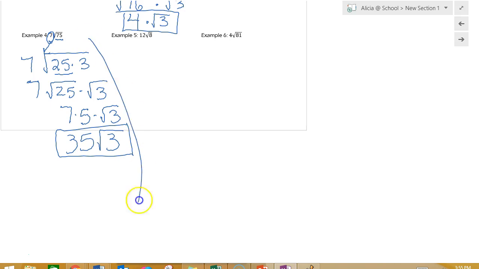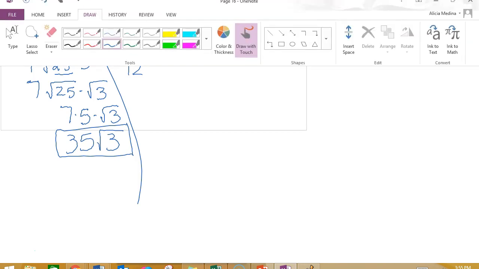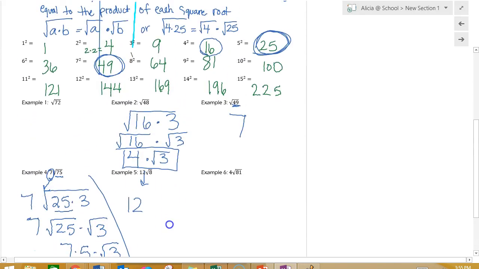All right, going to draw my line here. Likewise, example number 5, I have the coefficient of a 12 times the square root of 8. That coefficient, nothing happens to it. I bring him down, and I'm going to try to find nice numbers that can break up 8. If I have to look above, right, are there any numbers that I see?